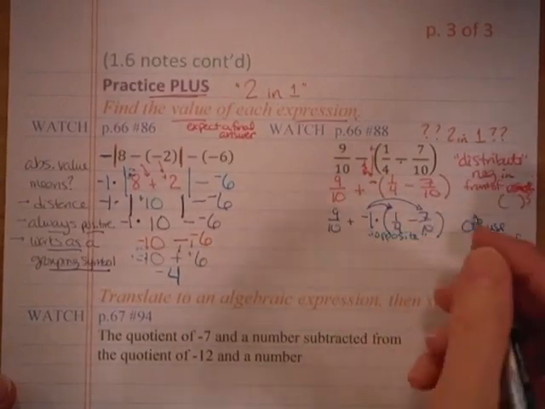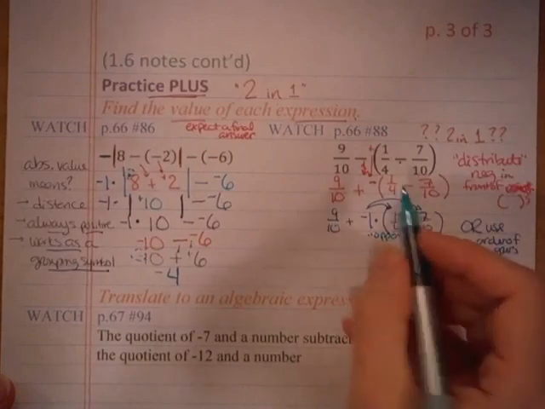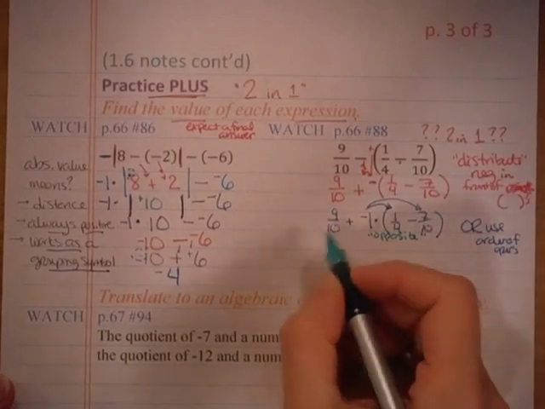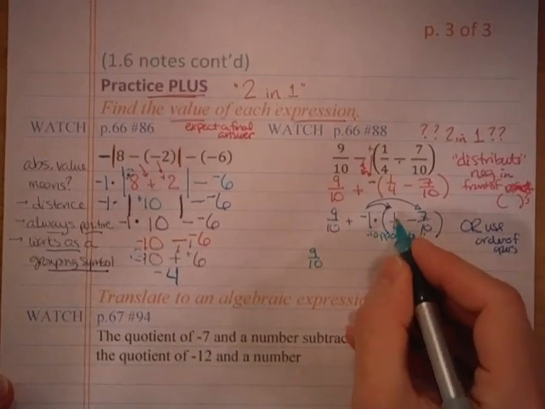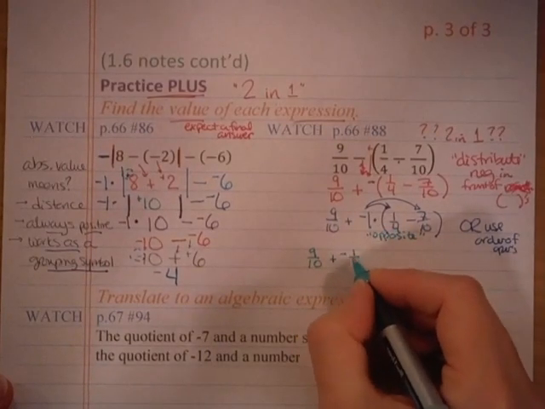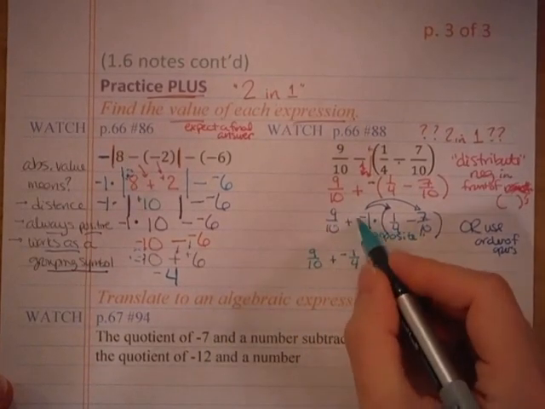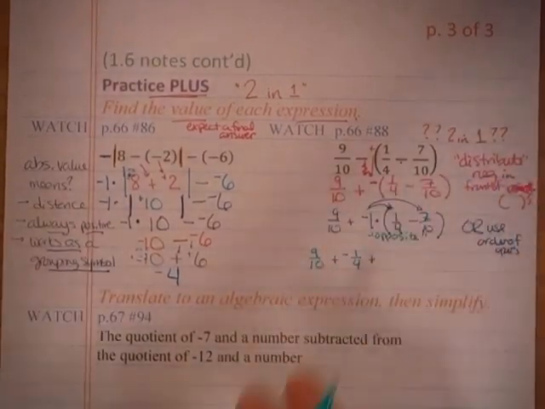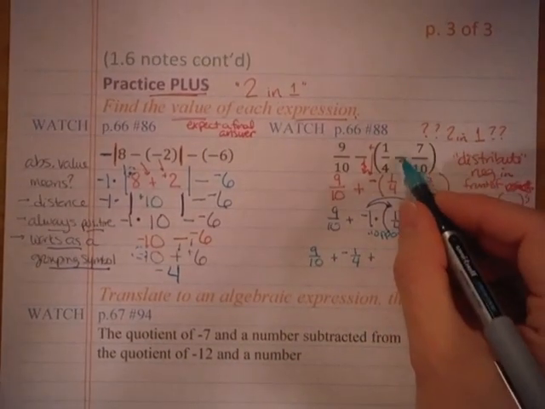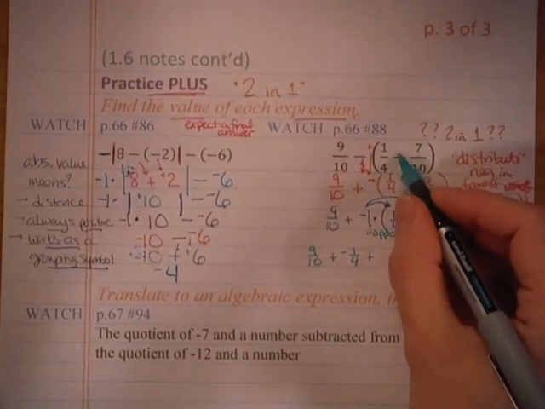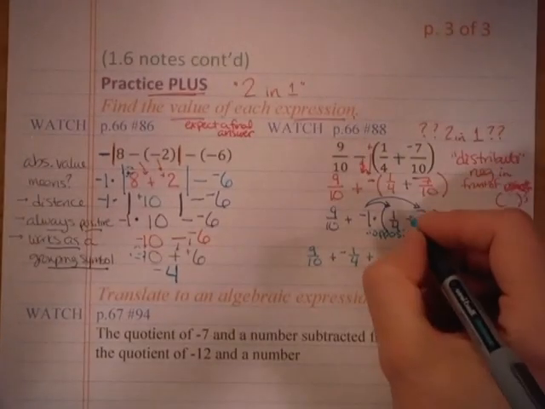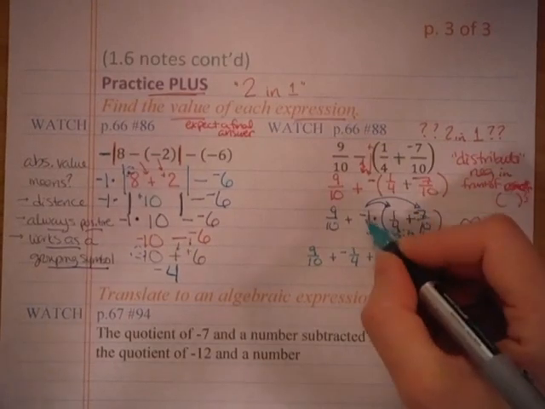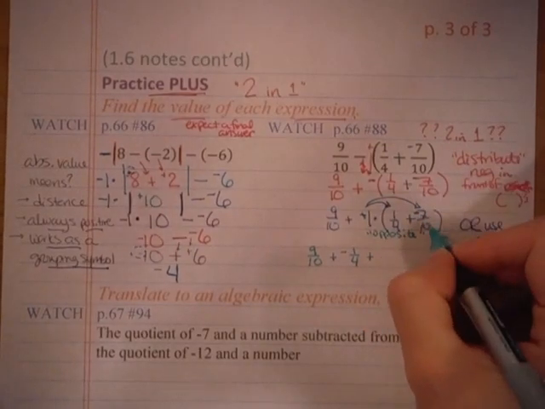So you end up with, and I'm going to kind of squeeze this together here. Maybe I'll give myself some more space. I'm going to end up with 9/10 plus a -1/4 plus a, now look at this here. I need to fix this first. I've got subtraction of a 7/10, so I'm really adding that -7/10. So now I'm finding the opposite of that -7/10.